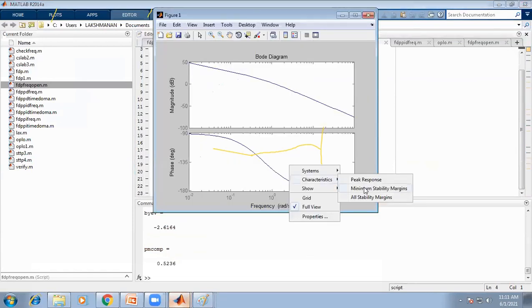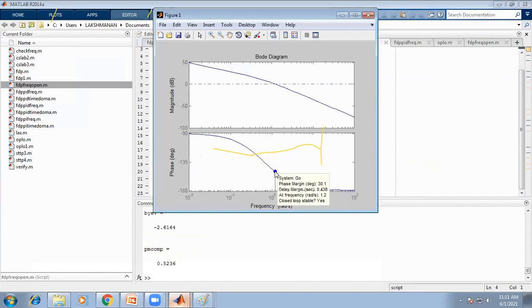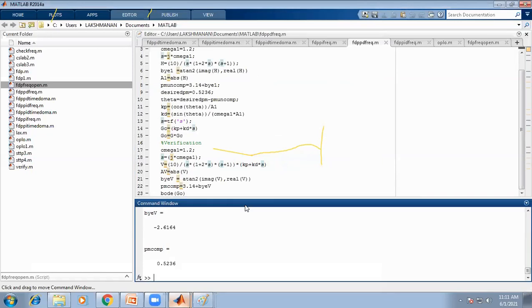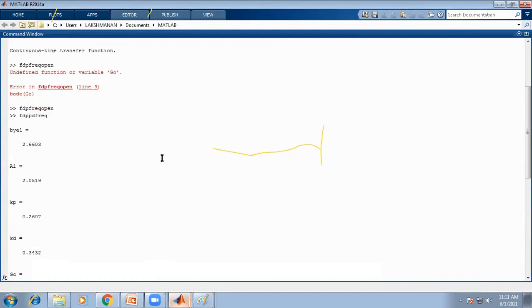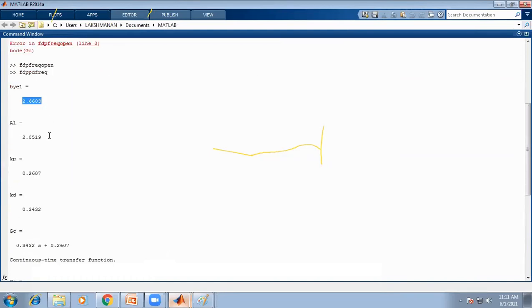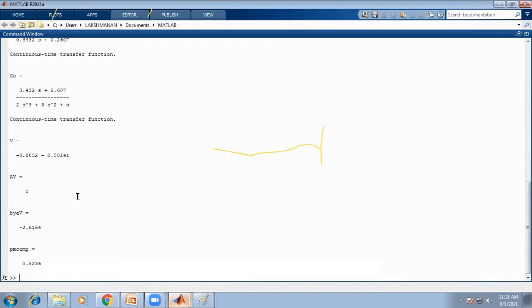After executing and finding the KP and KD values, let me verify that answer. Actually, we are getting 30.1 phase margin, then 1.2 frequency. We got it. After designing the PD controller, let me check one by one: that is PID, Pi1, A1, KP, KD values. Then I'm verifying that answer.